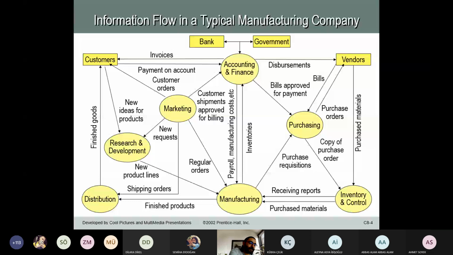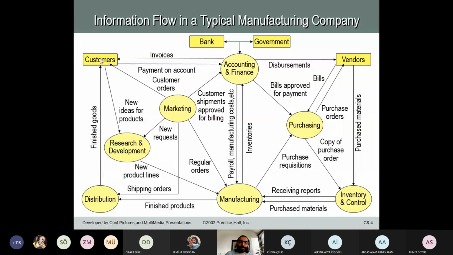This is a classical working information flow in a typical company. We have these departments here in the yellow boxes: accounting, marketing, R&D, purchasing, manufacturing, inventory control, and distribution. And customers, of course, the external stakeholders: customers, government, bank, and vendors. So you always have an information flow between these departments, internally and externally.